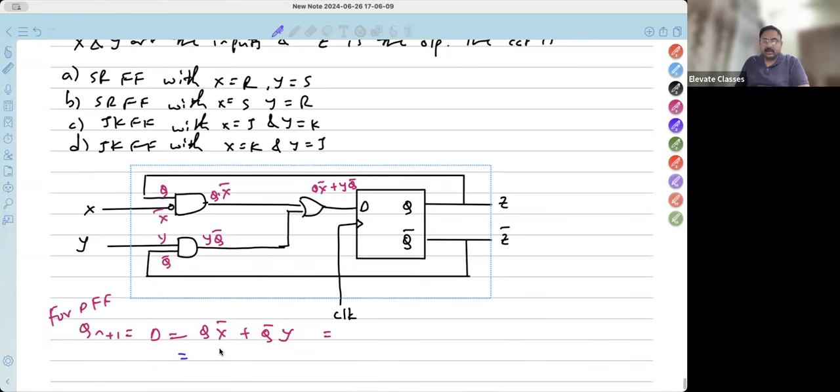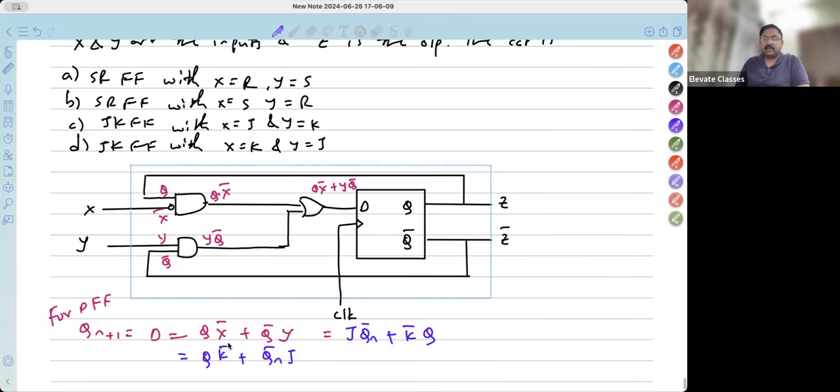You have J Qn bar, I'll write it here only. J Qn bar plus K bar Qn, right? J Qn bar plus K bar Qn. If you write it in these terms, you can write this as K bar Q plus Qn bar into J.